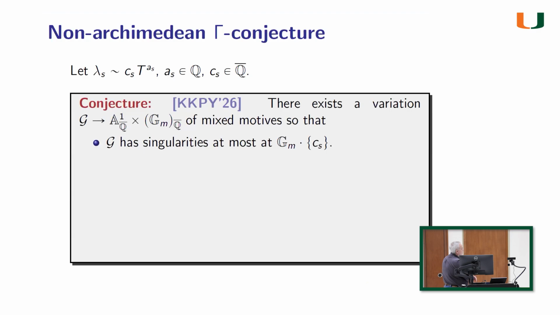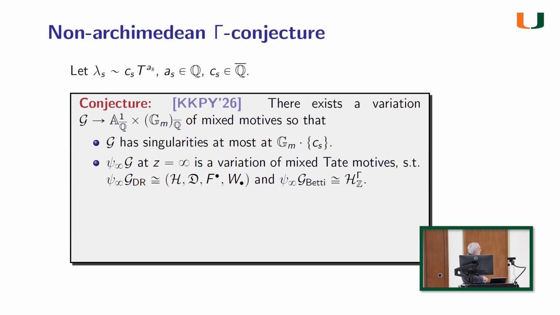Of course, you can move them around by scales. The nearby fiber at infinity should be a variation of mixed Tate motifs whose de Rham version is exactly the canonical variation that we wrote from linear algebra classically, and whose Betti version is the gamma lattice near infinity that we defined.